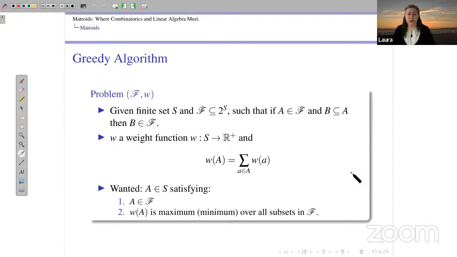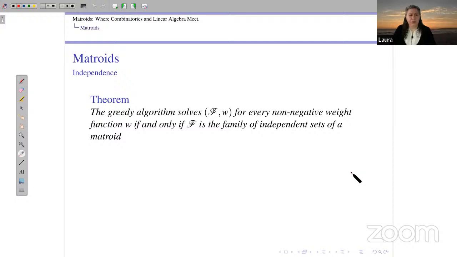And what's the strategy for this algorithm? We call it an algorithm, but it's not exactly, we'll see why.